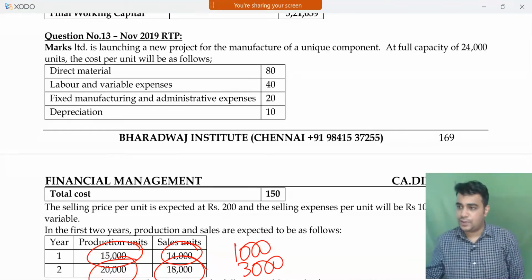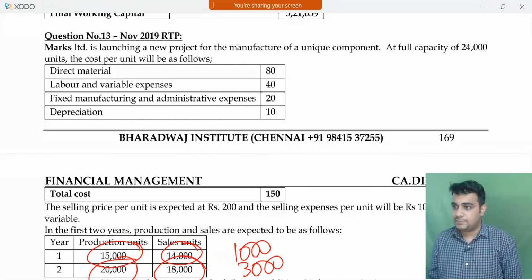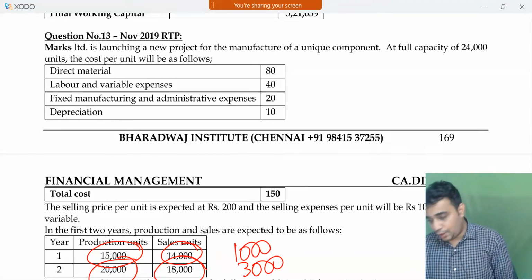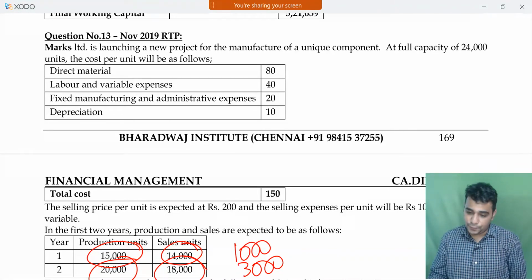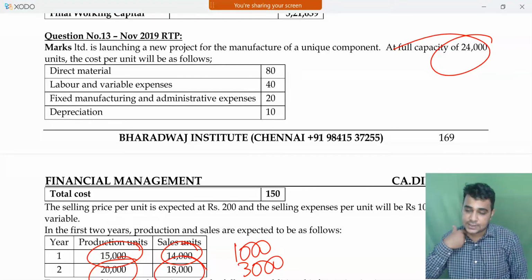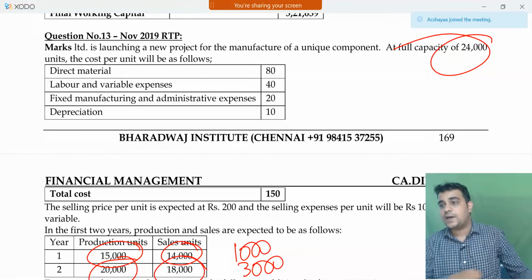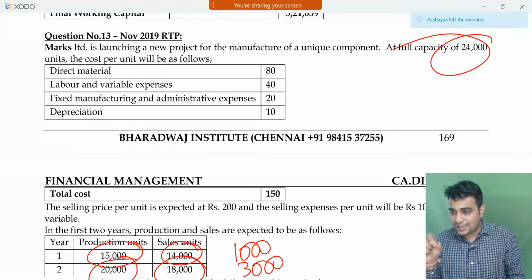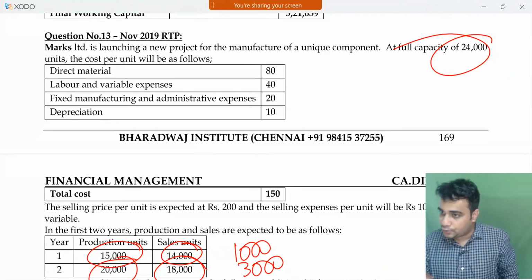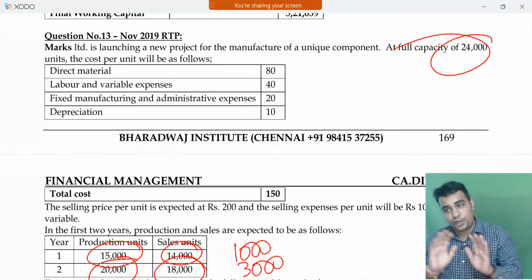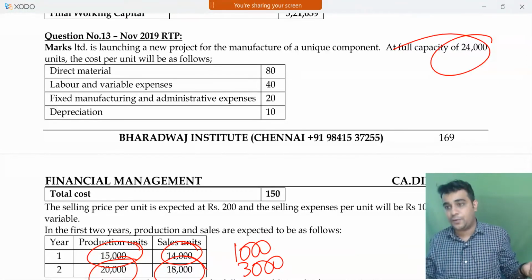Okay, next year what should I do? How can I write the same thing for both? Next year the production is different, no? Then you cannot do 20,000, you cannot do 15,000. 20 is into 24,000. At full capacity of 24,000 units, the cost per unit is calculated as under. This calculation was done on a base of 24,000 units. Variable expense by rule will keep changing. 40 into 24 I can do if you produce 24,000 units.